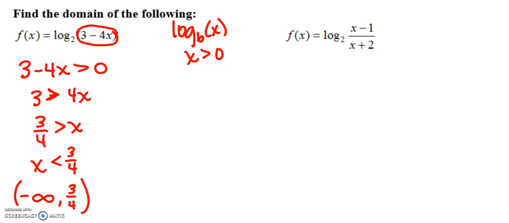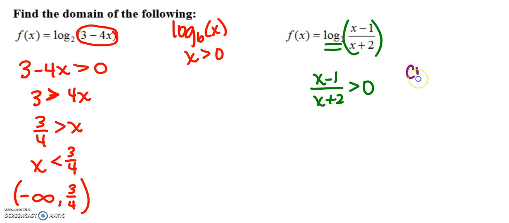This one's going to create a little bit different of a situation. First of all, we want to say whatever's on the inside must be greater than 0 because of our log parent function. Okay, so then to solve this, I don't just multiply both sides. This is a rational inequality, so I need to find my critical numbers. Critical number of x equals 1 because that makes the numerator 0. Critical number of x equals negative 2 because that makes the denominator equal to 0.